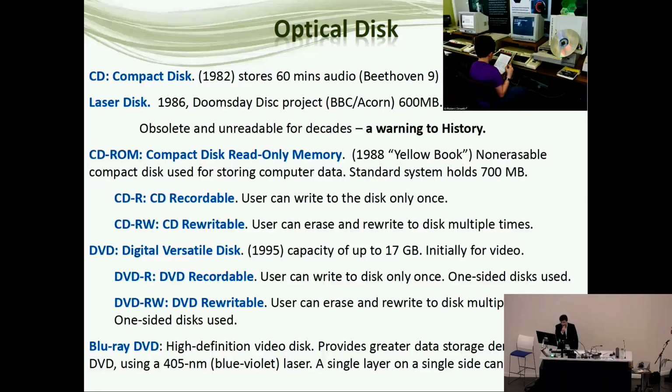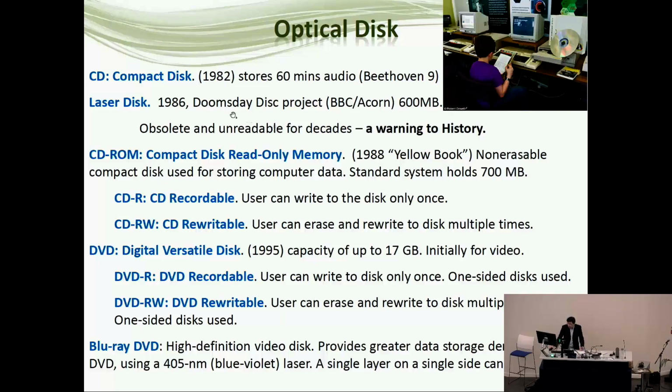We started with the compact disc in 1982. This was originally designed as audio storage. It was specifically designed to be long enough to store Beethoven's Ninth Symphony, because the executive of Sony, I think, liked Beethoven, he says our new standard must be at least capable of storing Beethoven's Ninth Symphony. So it ended up with this 60 minutes of audio standard for a long time.